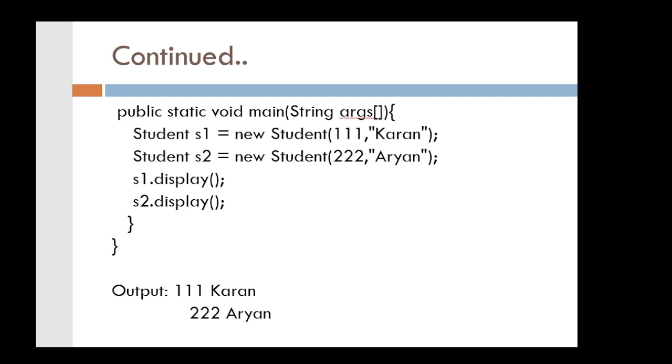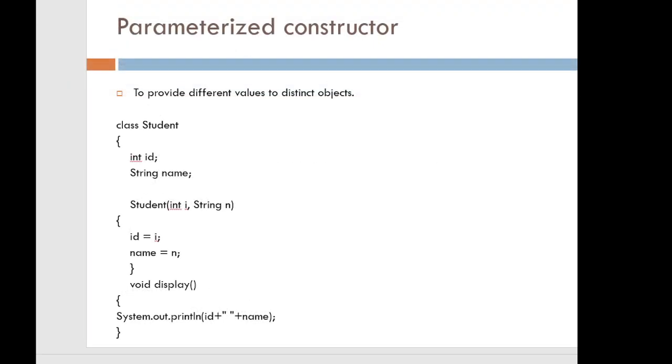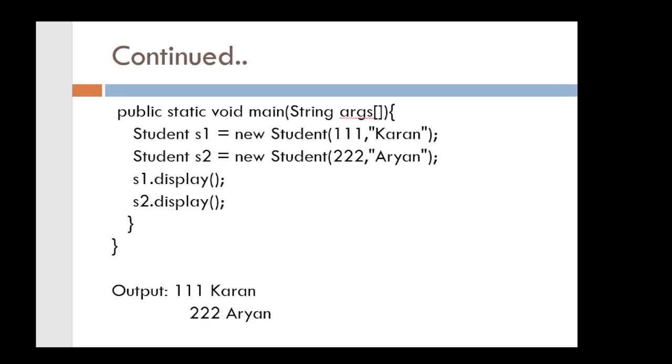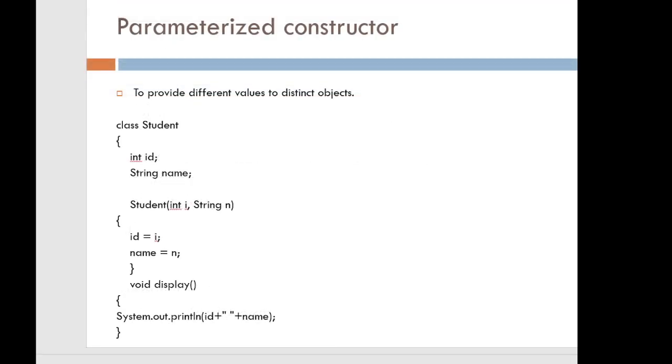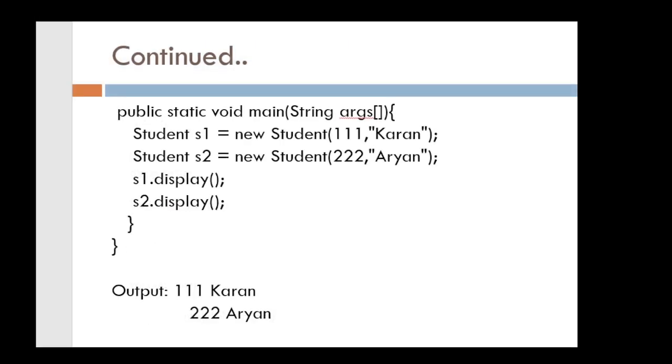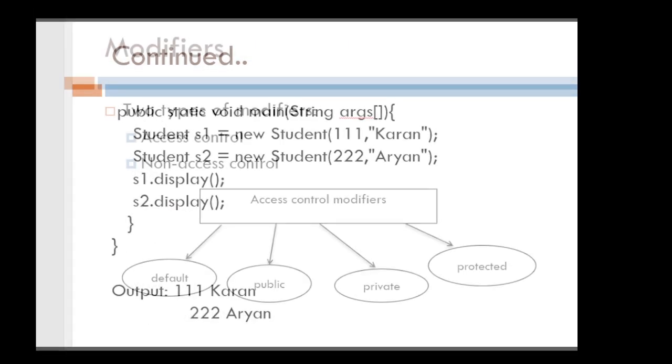Then new Student(111, "Karan"). If you see in the previous one, we have declared integer i and string n. So integer we will declare 111 and in the string we will declare the name. So integer and the name of the student. Then you have declared s1.display, where display is your method. So s1.display will print the values which you have written in the main function.